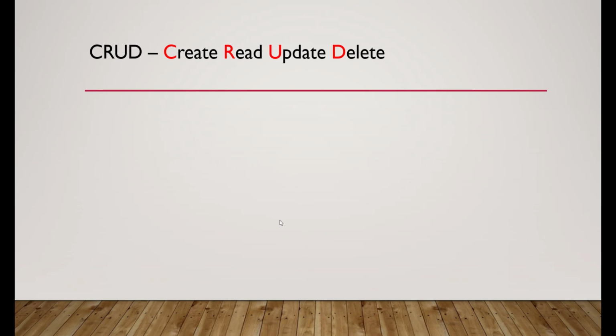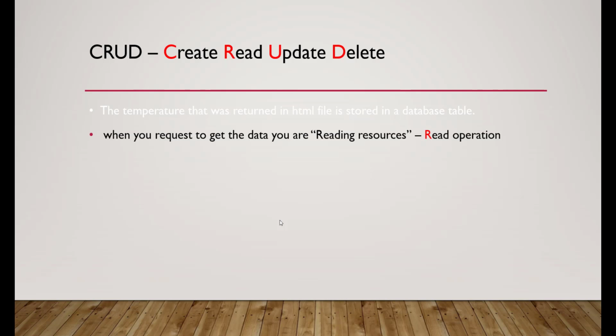And those operations are collectively called CRUD functionality. You are creating a new row, you are reading data of a particular row or all of the rows, you are updating some of the rows, or you are deleting some of the rows. So if we look at the example of our weather database, the temperature that is stored in the database table is our data.